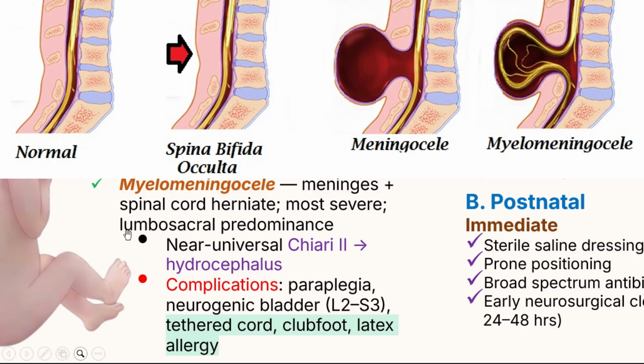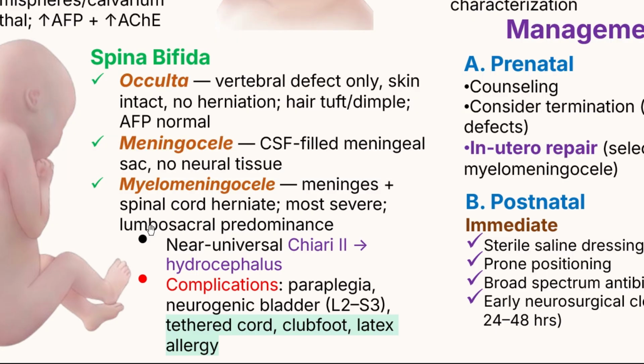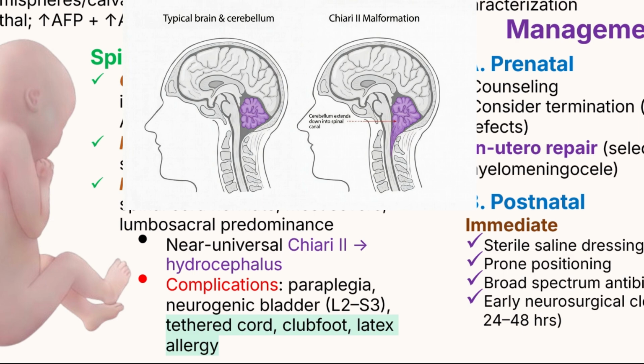And most of the time, it's going to occur in the lumbosacral area, at that last point where the lumbar meets the sacrum, and most of the time it's going to be associated with Chiari II and hydrocephalus. This is because as the spinal cord herniates, it's going to pull downwards. Remember, the spinal cord is a continuation of the brain, and it pulls the brain. The brain is going to herniate into the foramen magnum, and when we have the cerebellar tonsils passing through the foramen magnum, that is how we have a Chiari malformation.